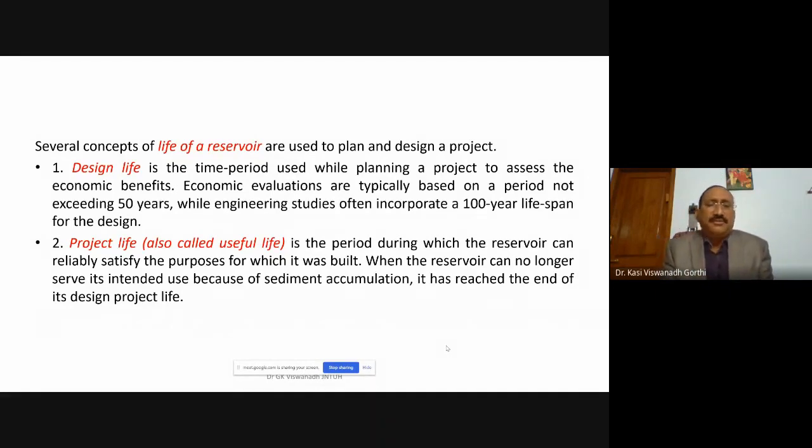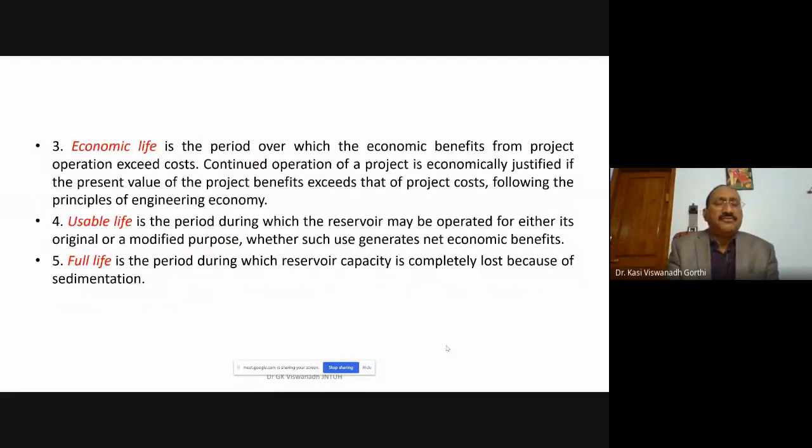Then the project life, also called the useful life, is the period during which the reservoir can reliably satisfy the purposes for which it was built. The reservoir is built for the purpose of providing water supply, so this supply of water has to meet this requirement. It has to satisfy this purpose. When the reservoir can no longer serve its intended use because of the sediment accumulation, then it has reached the end of its life. This is the project life.